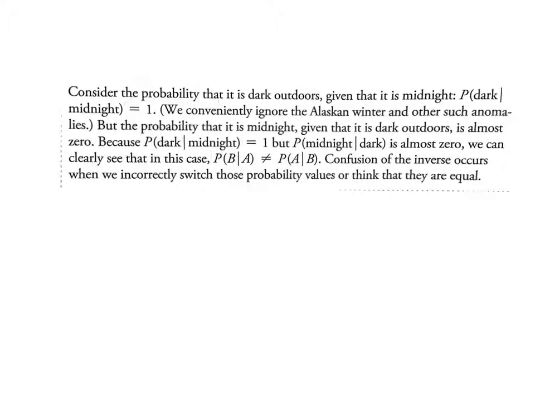Okay, here's an example, maybe to make it more clear, and this is it. We'll be done after I read this to you. Consider the probability that it's dark outdoors, given that it's midnight. Okay, so here's our probability right here. Probability that it's dark, given that it's midnight. That equals 1. We conveniently ignore the Alaskan winter. But the probability that it's midnight, given that it's dark, is almost 0, because the probability of dark, given it's midnight, is 1, but the probability it's midnight just because it's dark is almost 0.